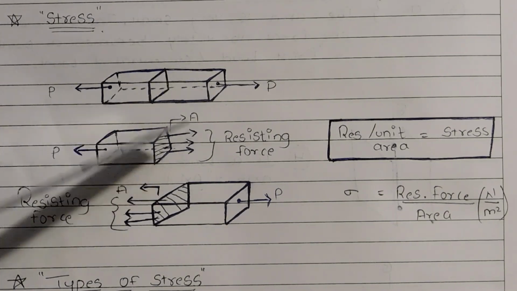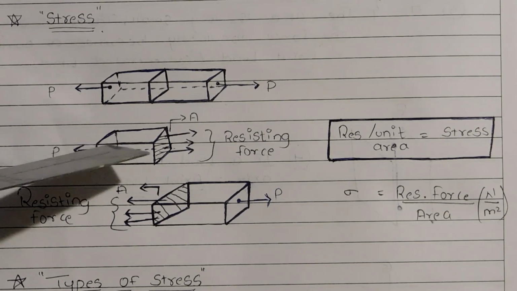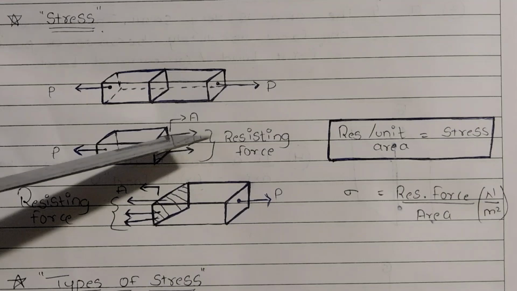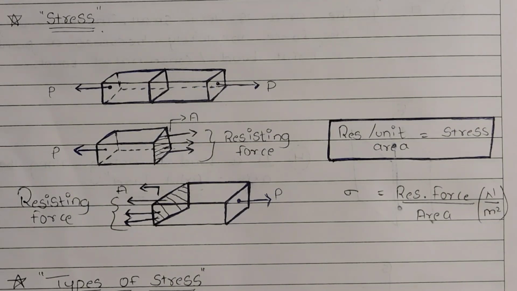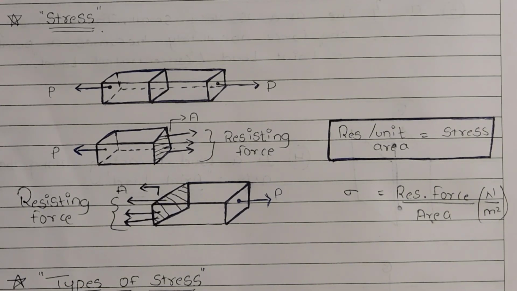In block 1, a force P is acting, and due to the presence of this force, a resisting force will develop here to avoid the deformation and to resist the elongation. Similarly, in this block, due to the presence of this force, a resisting force will develop here to resist the elongation and to avoid the deformation.